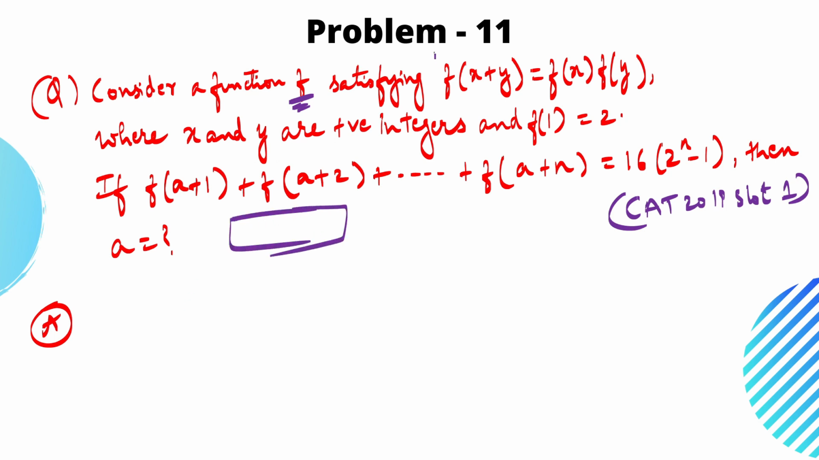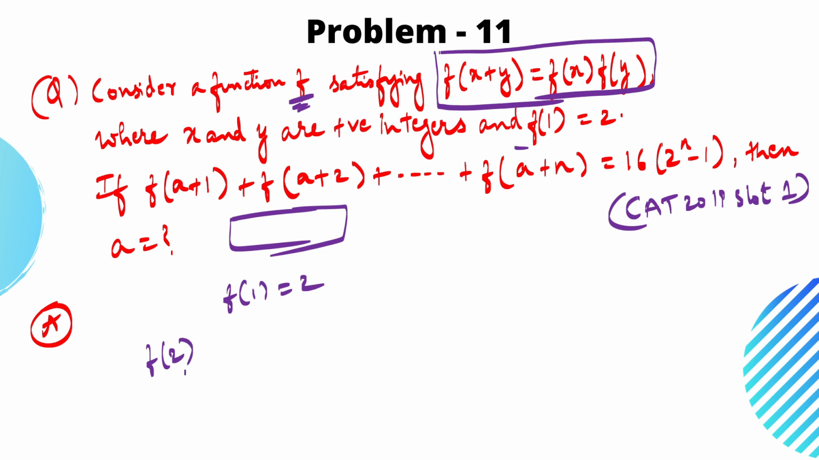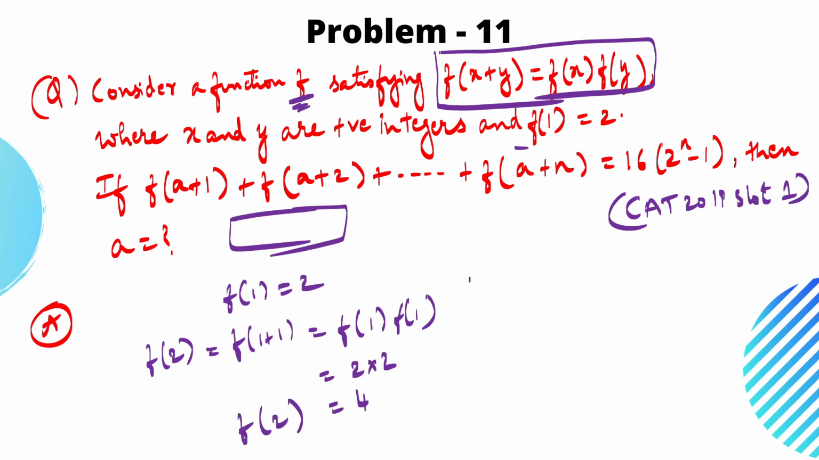Alright, now this is important. f of x plus y is equal to f of x into f of y. This relation is important. Now here f of 1 is equal to 2. What does this mean? f of 1 is equal to 2, which means what is f of 2? f of 2 is equal to f of 1 plus 1, which is f of 1 into f of 1. So 2 into 2 is equal to 4. So f of 2 is equal to 4.